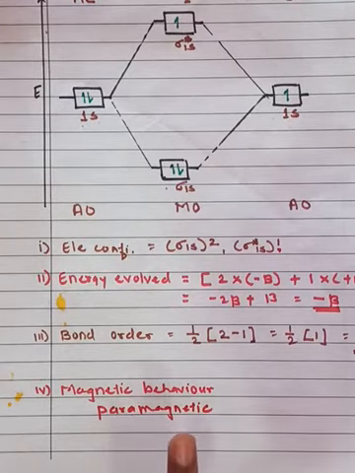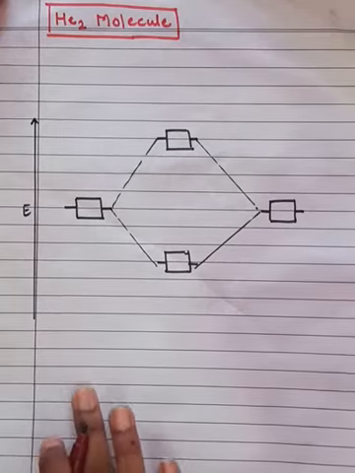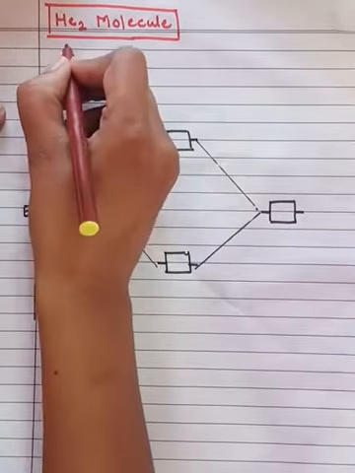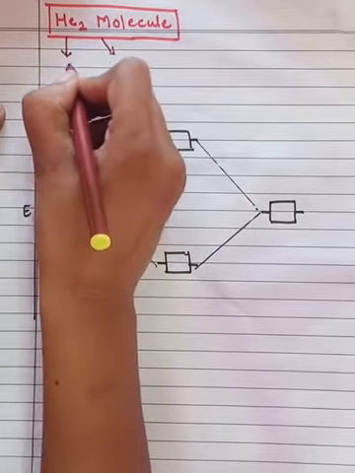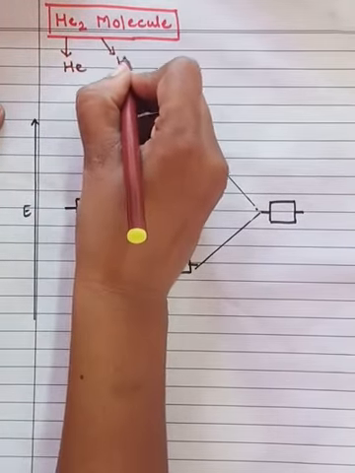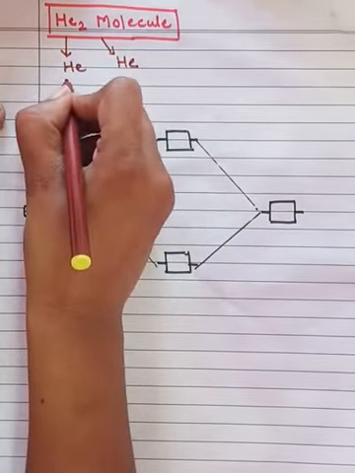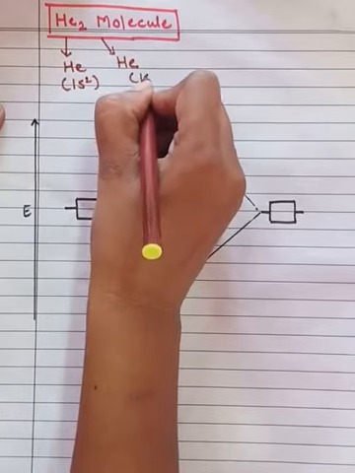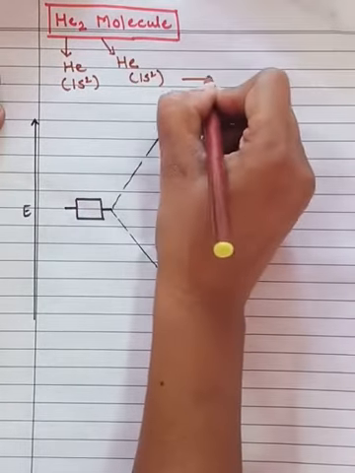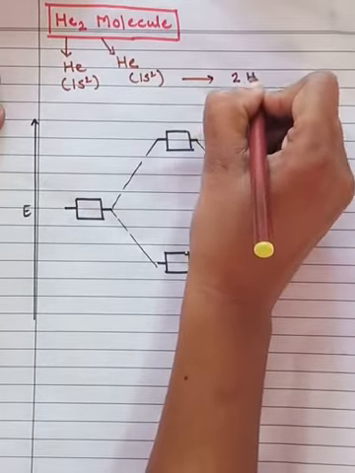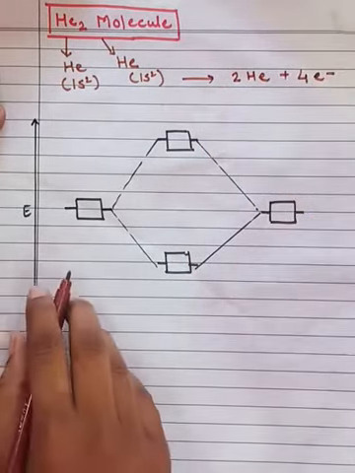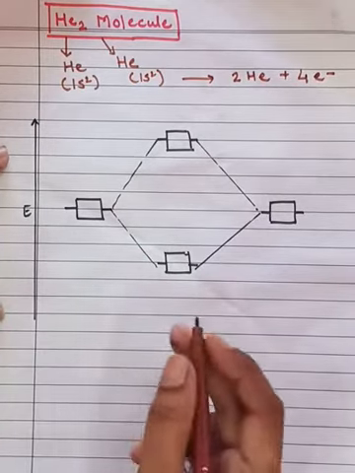Now let us move to the last molecule, that is the He2 molecule. As the structure says, it consists of 2 helium atoms, each having atomic number 2. That's why the electronic configuration is 1s2 and 1s2. So in total, this He2 molecule consists of 2 helium atoms and there are total 4 electrons. Okay, so let us draw the MO energy level diagram.